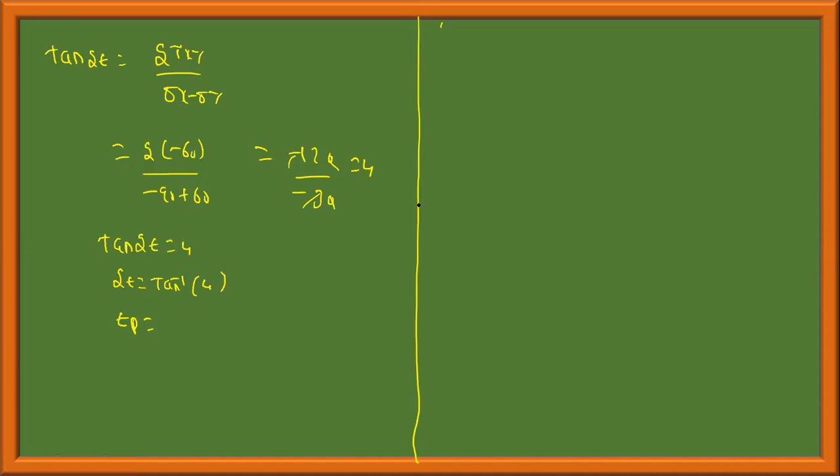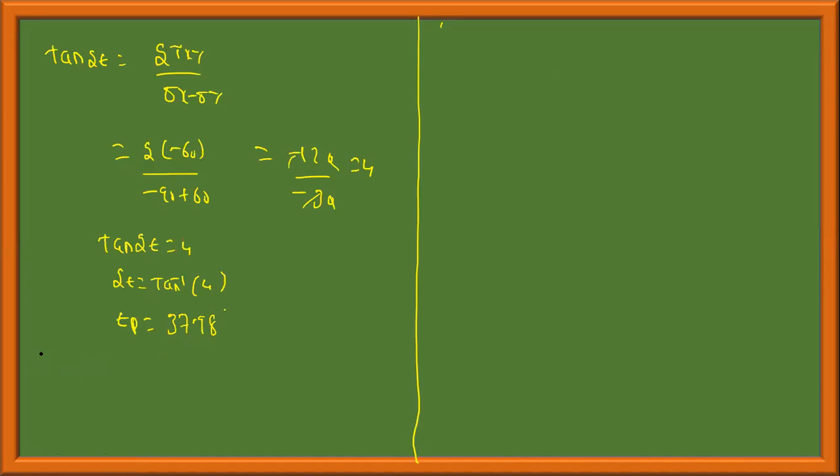Raghavendra, mute your mic. Tell me, how much? 75.96. No, shall I write theta p? 2 theta p is 75 and something, so theta p is 37.98. Okay.